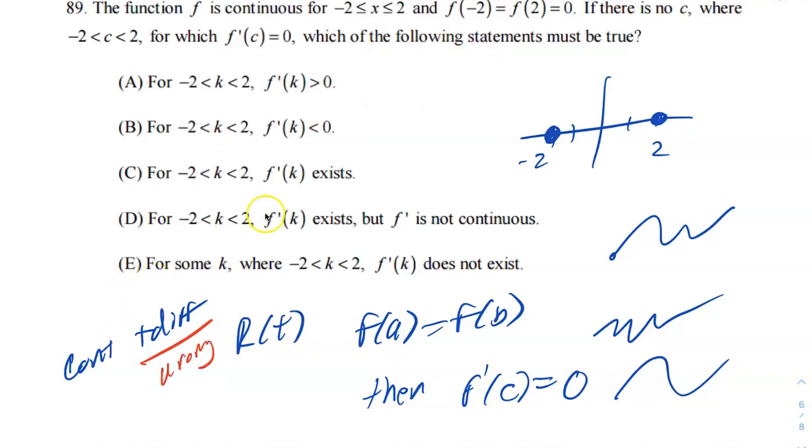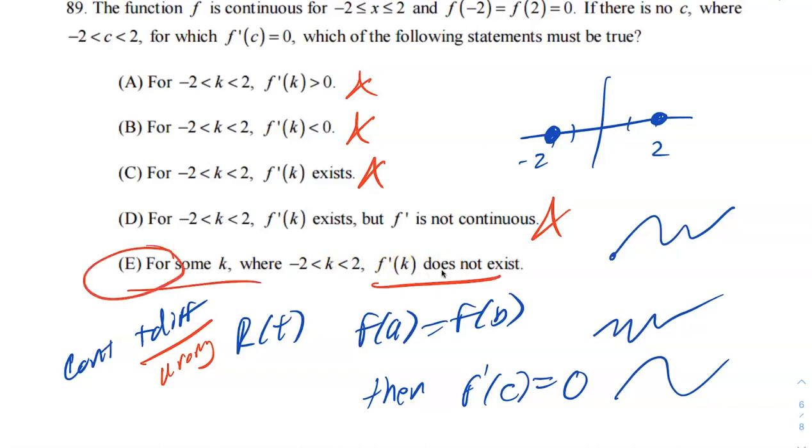Now what's going on here? Which of the following statements is true? So between -2, f prime, the derivative is positive? No, that doesn't matter. It has to be negative? No, again, same reason, doesn't matter. The derivative has to exist? Nope. We're talking about the derivative not existing, so no. The derivative exists, but it's not continuous? They already told us it's continuous, so it's not that one. By elimination, it better be E. For some k, there exists a value where the derivative does not exist. Yes, that's the one. So it's E.